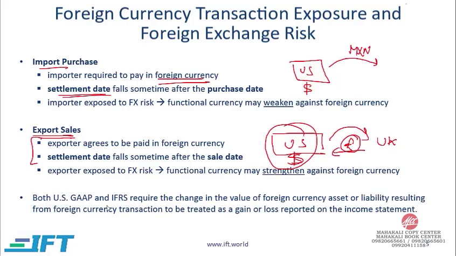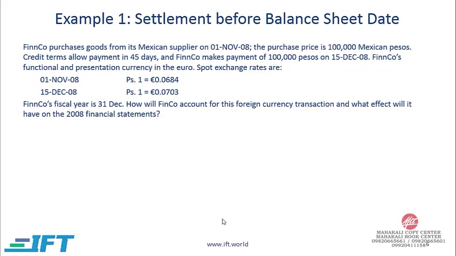Both US GAAP and IFRS require the change in the value of foreign currency assets or liabilities resulting from foreign currency transactions to be treated as a gain or loss reported on the income statement. So whether this gain or loss is realized or unrealized, it needs to be shown on the income statement. Let's look at example 1 from the curriculum, which deals with settlement before the balance sheet date.